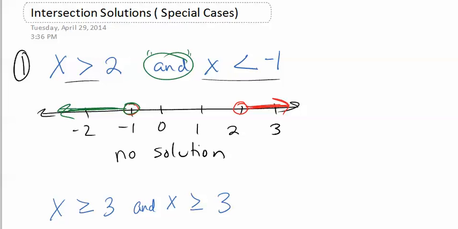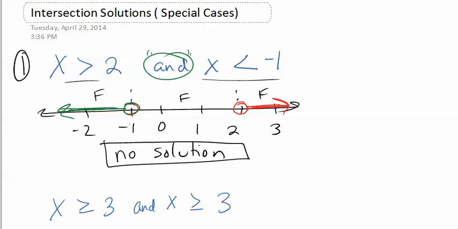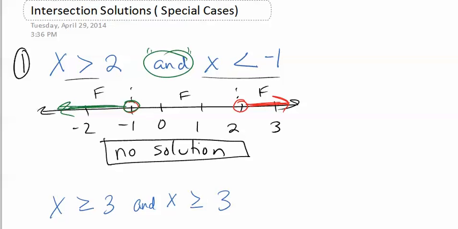Well, remember that the graphs have to overlap, so you're looking for places where the graphs share solutions, and in this case only one inequality is true at a time. Remember that both have to be true, so this section is false. This section is false because no inequalities are true. And this section is false, again, because only one inequality is true. So there's no place where both inequalities are satisfied at the same time. So no solution would actually be your answer, even though you actually got two solutions.